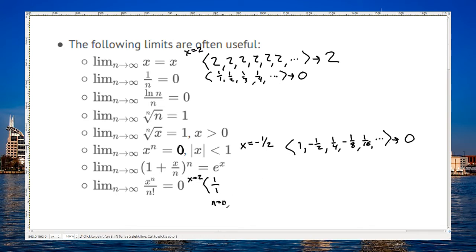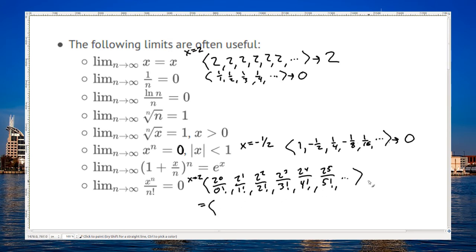Here is n equal to 0. Let's actually write this out so we don't make the mistake, right? 2 to the 0 over 0 factorial. 2 to the 1 over 1 factorial. 2 to the 2 over 2 factorial. 2 cubed over 3 factorial. 2 to the 4th over 4 factorial. 2 to the 5th over 5 factorial.